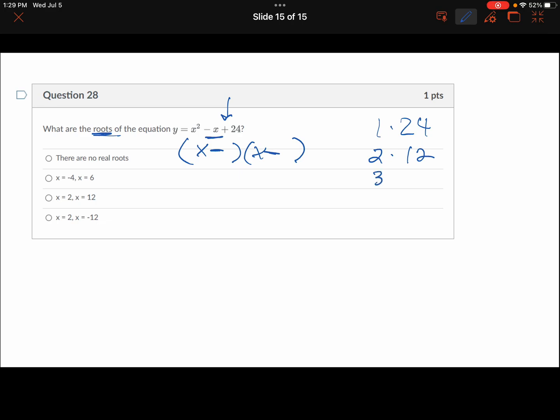I have 3 and 8, which gives me a negative 11. I have 4 and 6, which would give me negative 10. There is no possible way to get this factored. So my only option to factor this would be the quadratic formula. And if I do the quadratic formula, that means it doesn't have any real roots. It would have irrational roots.